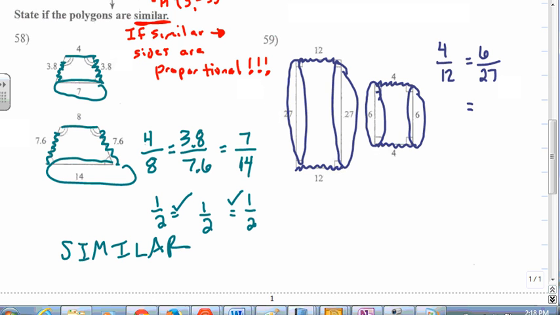All right, what does 4 over 12 reduce to? 1/3. What does 6 over 27 reduce to? 2/9. Is 1/3 the same as 2/9? No, put a slash through it. If they do not reduce to the same thing, they do not have the same ratio, that means the two figures are what? Not similar.